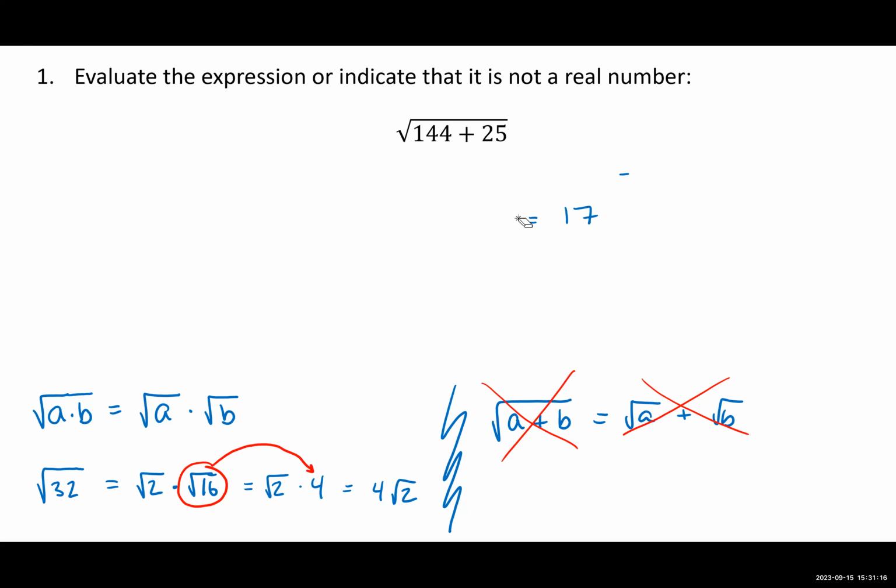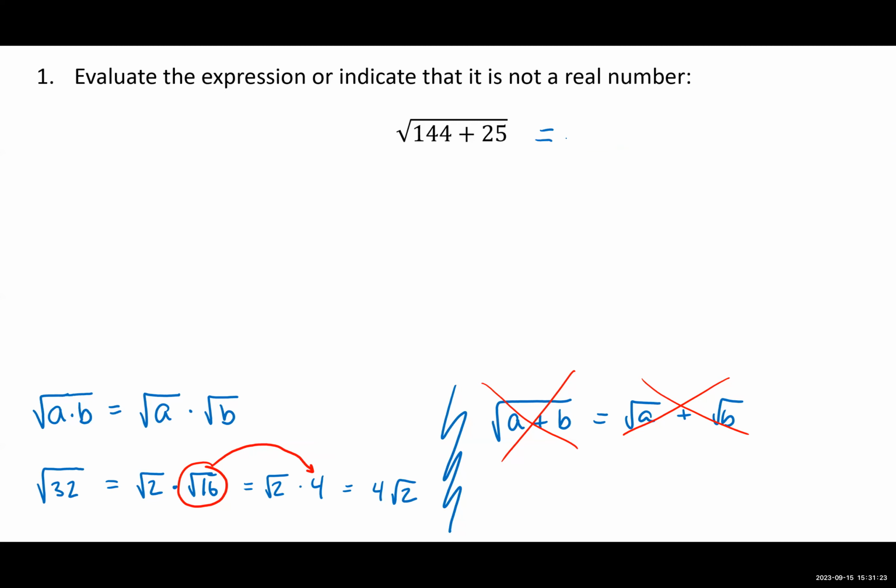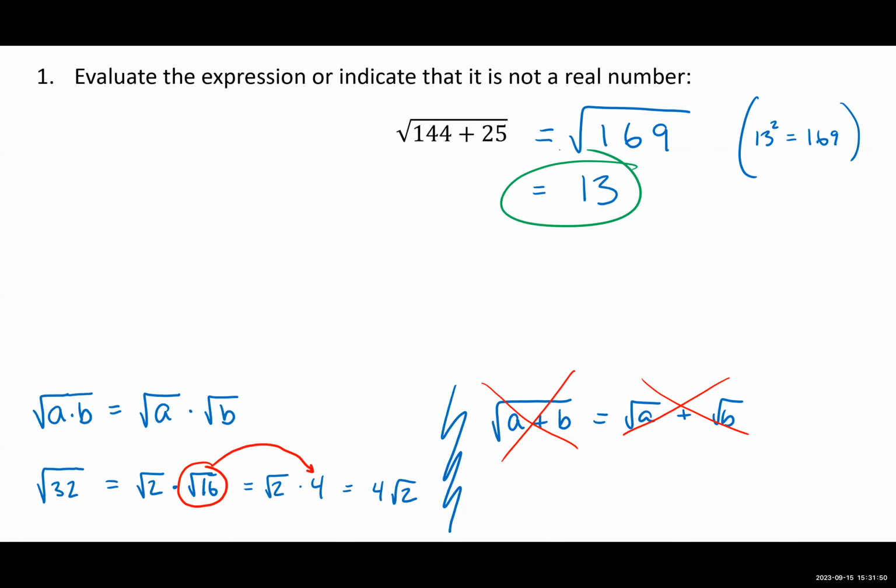What we have to do in this case is say, well, under the square root, 144 plus 25 is 169. And since 13 squared is equal to 169, the answer would be 13. So keep in mind, you could split up a square root with multiplication or division. You cannot split up a square root with addition or subtraction.